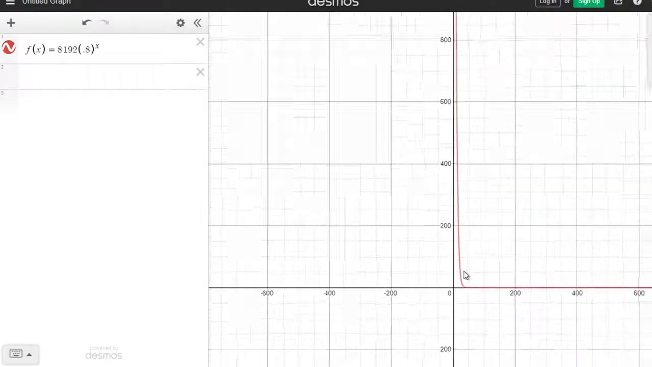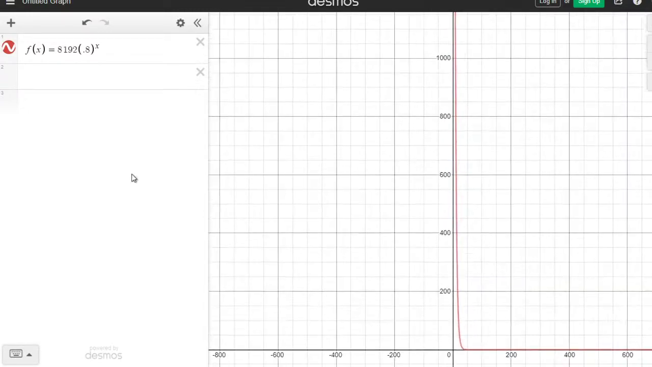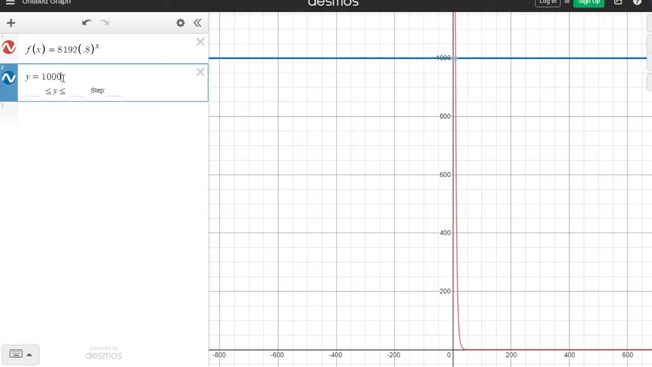So there's our graph. I'm just zooming way, way out, because what I'm looking for is where that 1,000 is on the y-axis, right? To help me along, I'm going to put in the equation y equals 1,000. And where those two lines intersect tells me the amount of days. So it would take about 9.4 days for this video to be less than a fan favorite. Okay? I'm just going to take a screenshot of that to put on here.